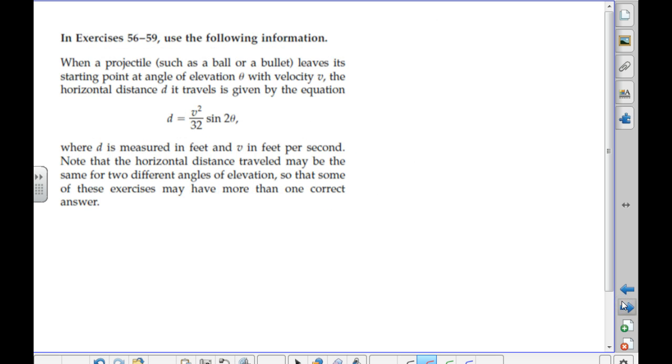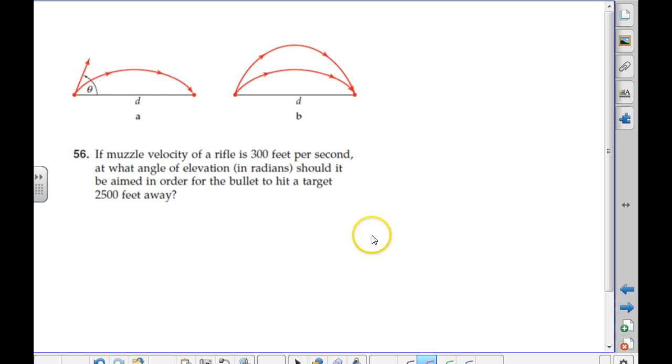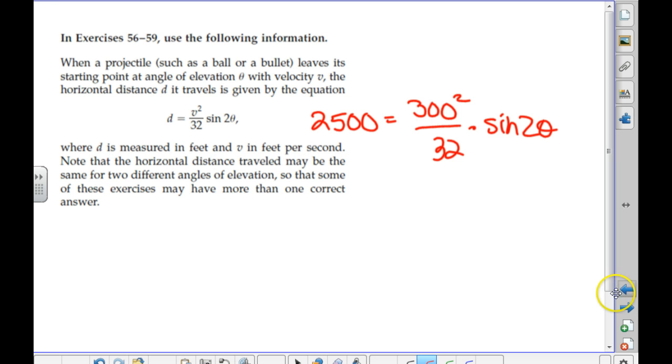56 is an application question. If we put in the distances, we need this formula, okay? Is it 2,500 and 300 from the question? Anybody looking at the question? I'm not looking down. Okay, let me see. It's here, 300 and 2,500, okay? That's where I got those numbers from the question.